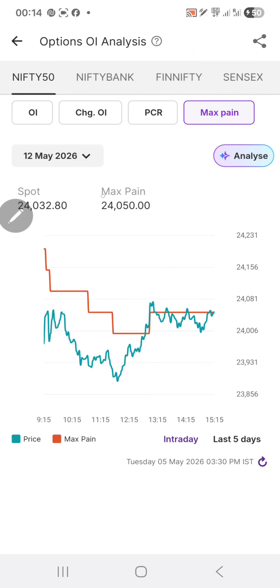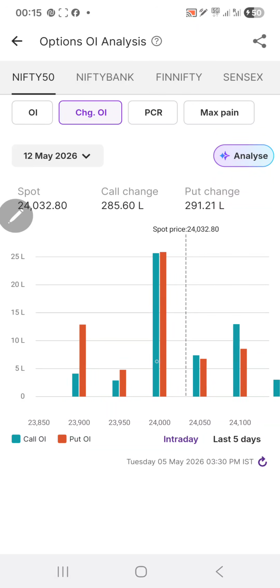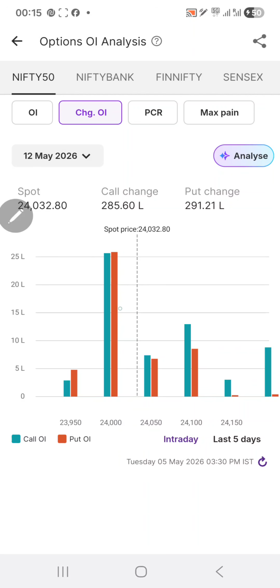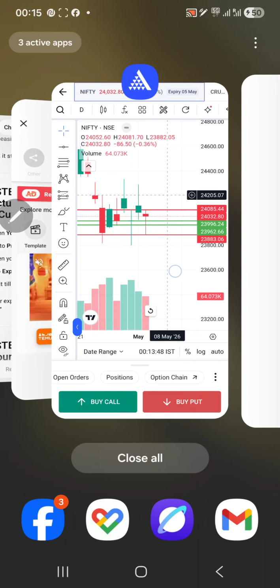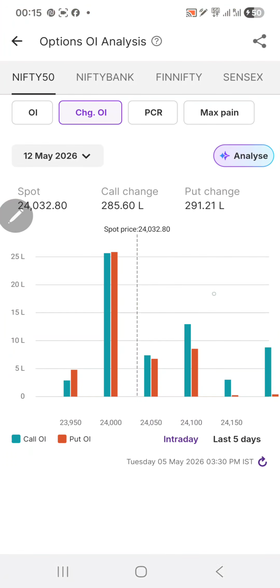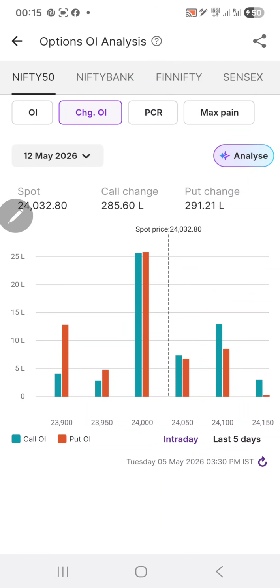So 24,050 is the max pain, right? Here is one resistance and this is the second resistance if the market moves up. From there it can again go into that channel we have decided, so into this from 24,050. Also the IV is 17, a little reduced from 18 to 17 today, so the market can capture the decay because the IV is reducing, right?